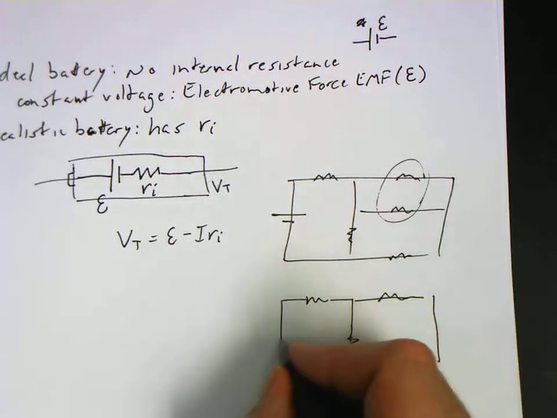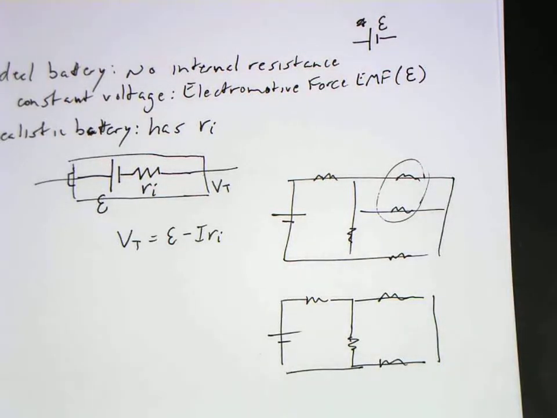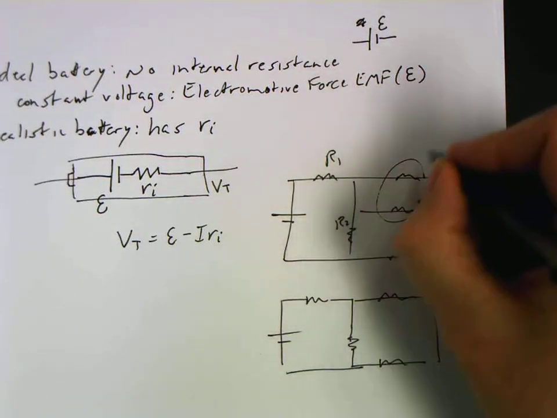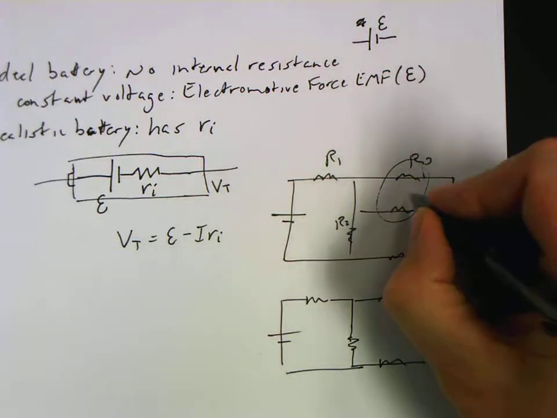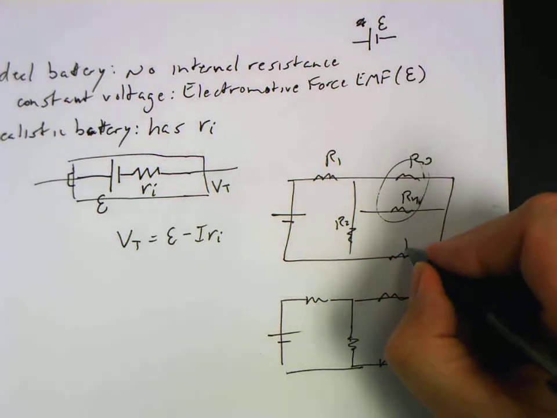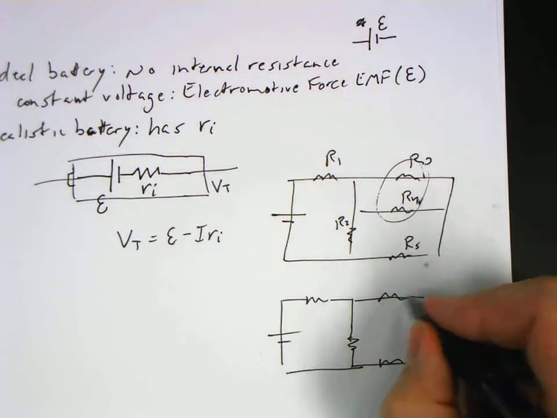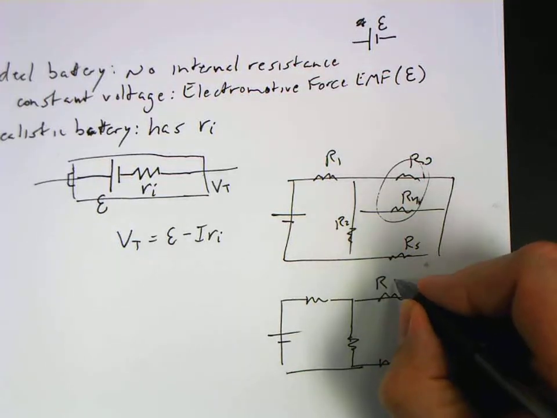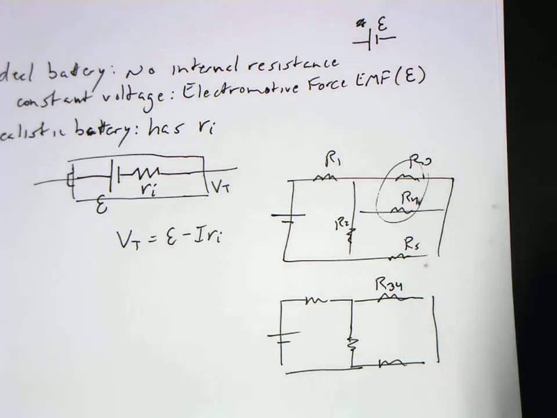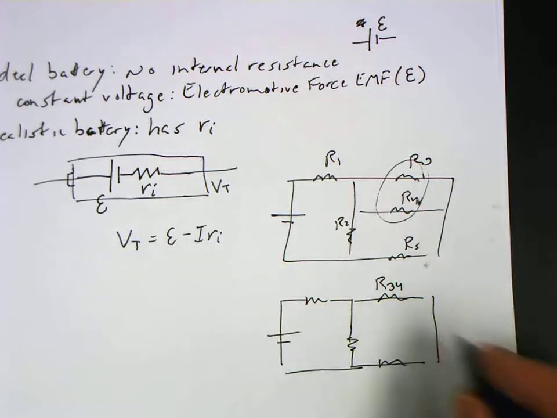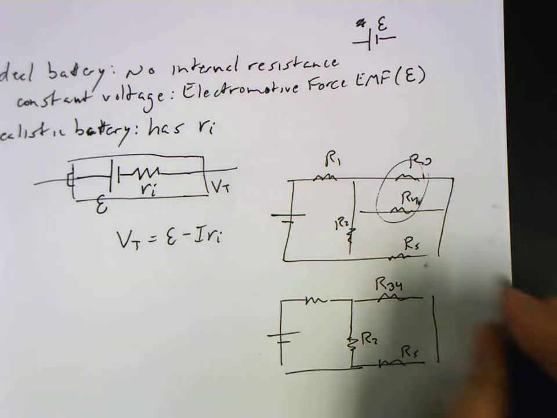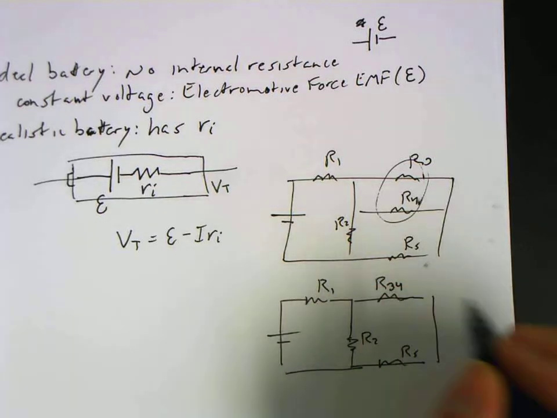As a matter of fact, let's add some labels here because we haven't really walked through one of these. Let's say this is R1, that's R2, here's R3, here's R4, here's R5. This guy up here is now R34 because he's the combination of resistor 3 and resistor 4. This guy is still R2, this guy is still R5, and R1's over there. Okay.